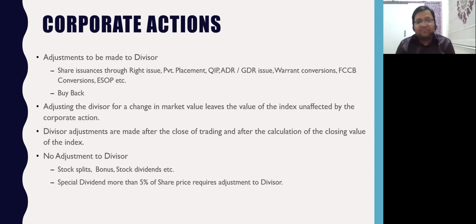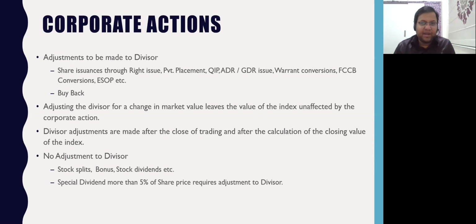Denominator adjustments are made after the close of the trading hours, right? And no adjustment is required to the denominator in certain cases. Certain situations where there is no adjustment required at all. Which are those cases? In case of a stock split or bonus. Stock split means one share of face value of rupees 10 is divided into two shares of face value of 5 each. It's called a stock split. Or you announce a bonus. Bonus or stock split do not change the market value of the company. Market value remains the same, so no adjustment is required for them.